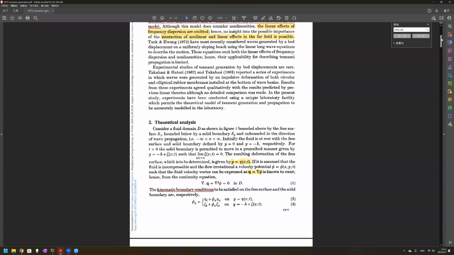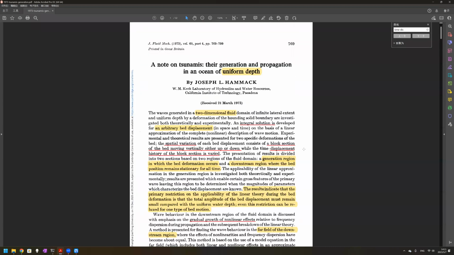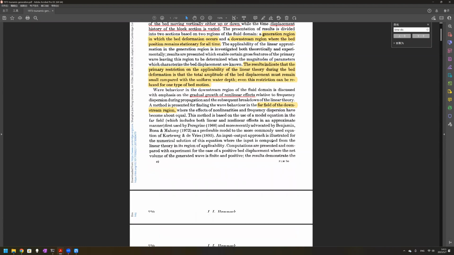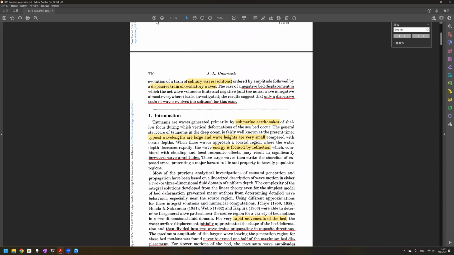All right, people. Today I'm going to talk about tsunamis. This is a paper by Hammack in 1973 studying the generation and propagation of tsunamis. So let's start with the question of what is a tsunami?